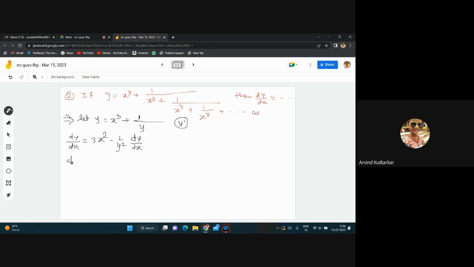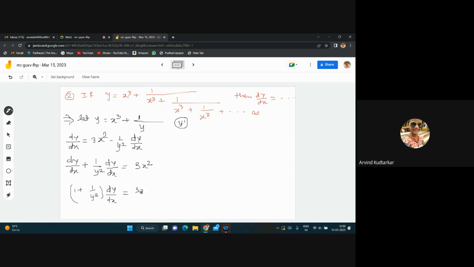So dy by dx plus 1 upon y square into dy by dx. That is equals to काय मिळणार? 3x square. dy by dx कॉमन होता है ना? So 1 plus 1 by y square into dy by dx. That is equals to 3x square.